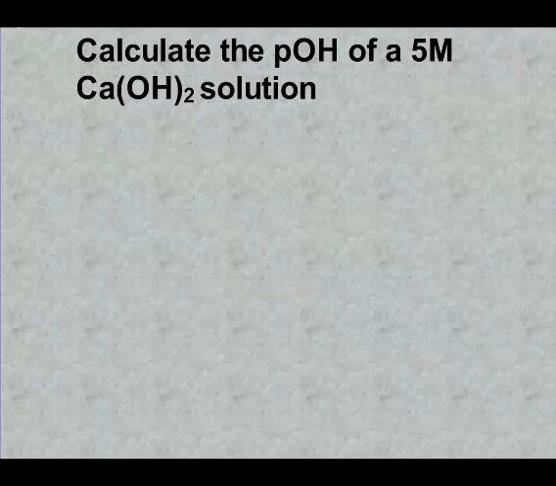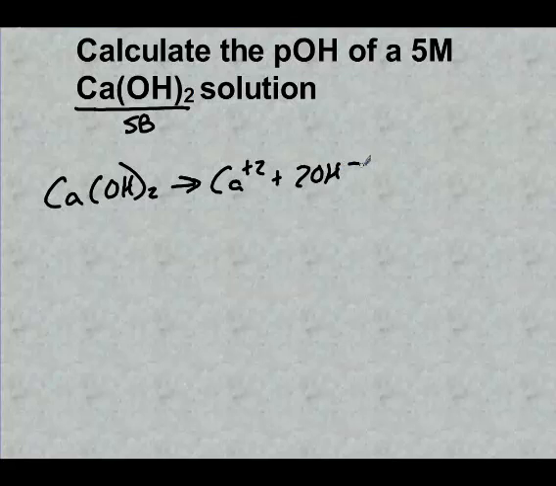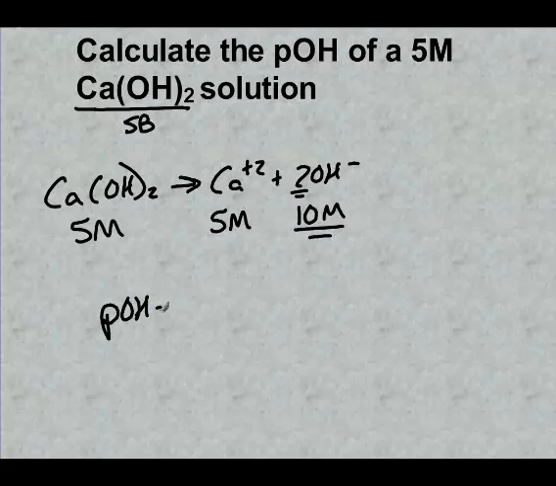So on this one, this is a strong base, but be careful of those group 2A hydroxides because this produces twice the amount of hydroxide as KOH would have. If we write our dissociation equation, we can see that we had 5 molarity. This one will be 5 molarity, but we have twice the amount of hydroxide, so we have 10 molarity. So my pOH is equal to negative log of 10, which would be negative 1.